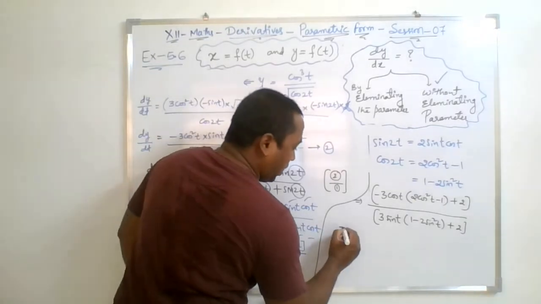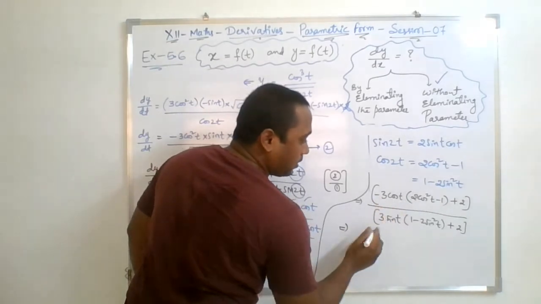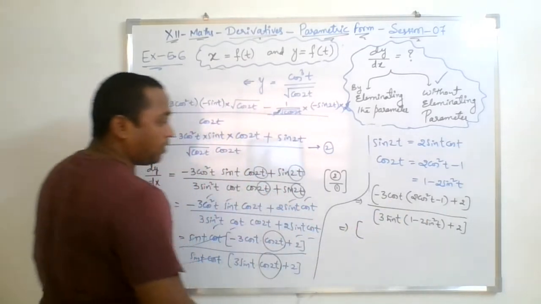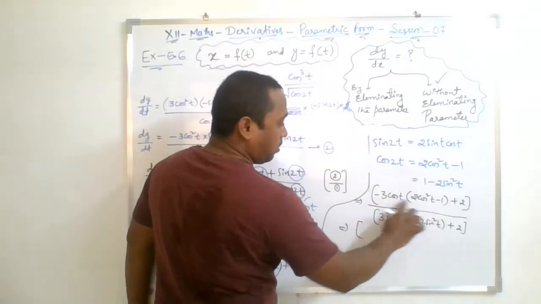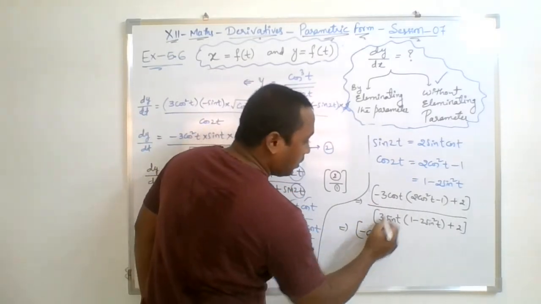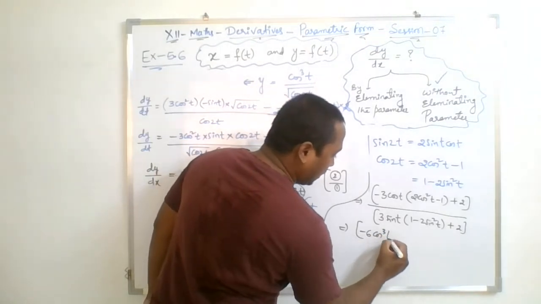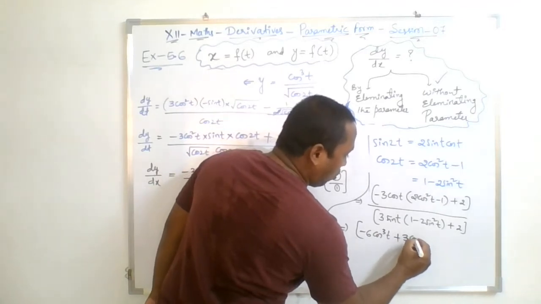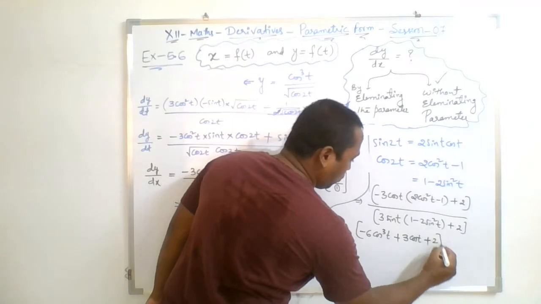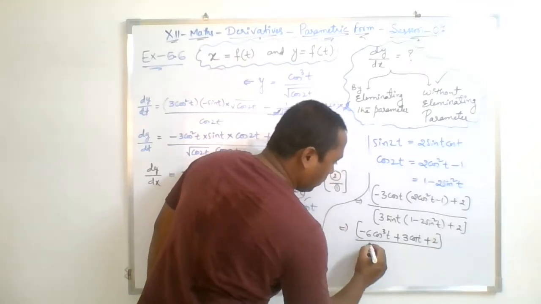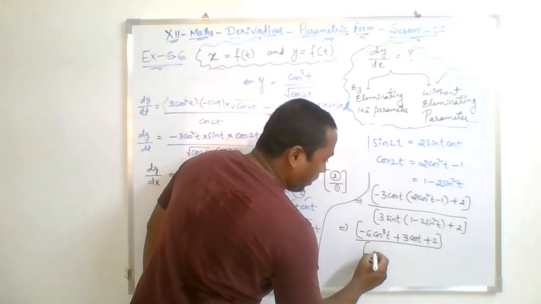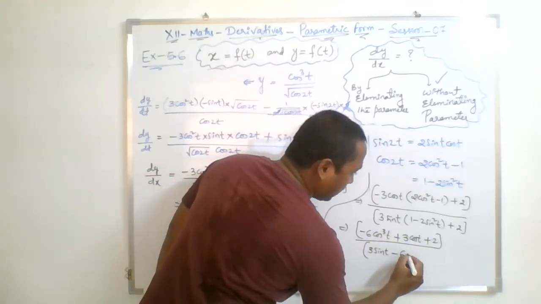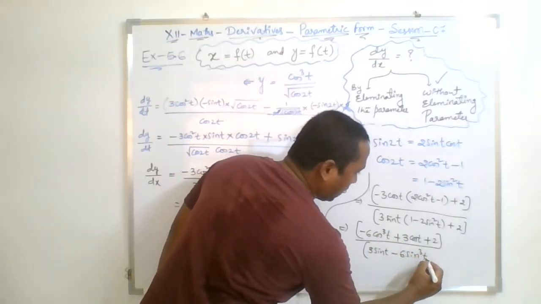If I do the multiplication of this factor with minus 3 cos t, you can check once what benefit we get by doing this. So we get minus 6 cos cube t, minus into minus, plus 3 cos t plus 2, upon, if I multiply here, you will get 3 sin t minus 6 sin cube t, right?